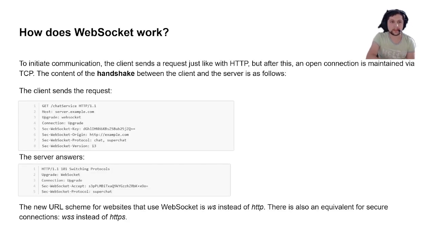How does WebSocket work from the browser and client side? To initiate communication, the client sends a request, just like with HTTP, but after this, an open connection is maintained via TCP. The content of the handshake between the client and the server is as follows. The client sends a request with specific headers. We set the Upgrade: websocket header, and the server answers that it can upgrade and can work with the WebSocket protocol. The new URL scheme for websites that use WebSocket is ws instead of http. There is also an equivalent for secure connections, wss instead of https.